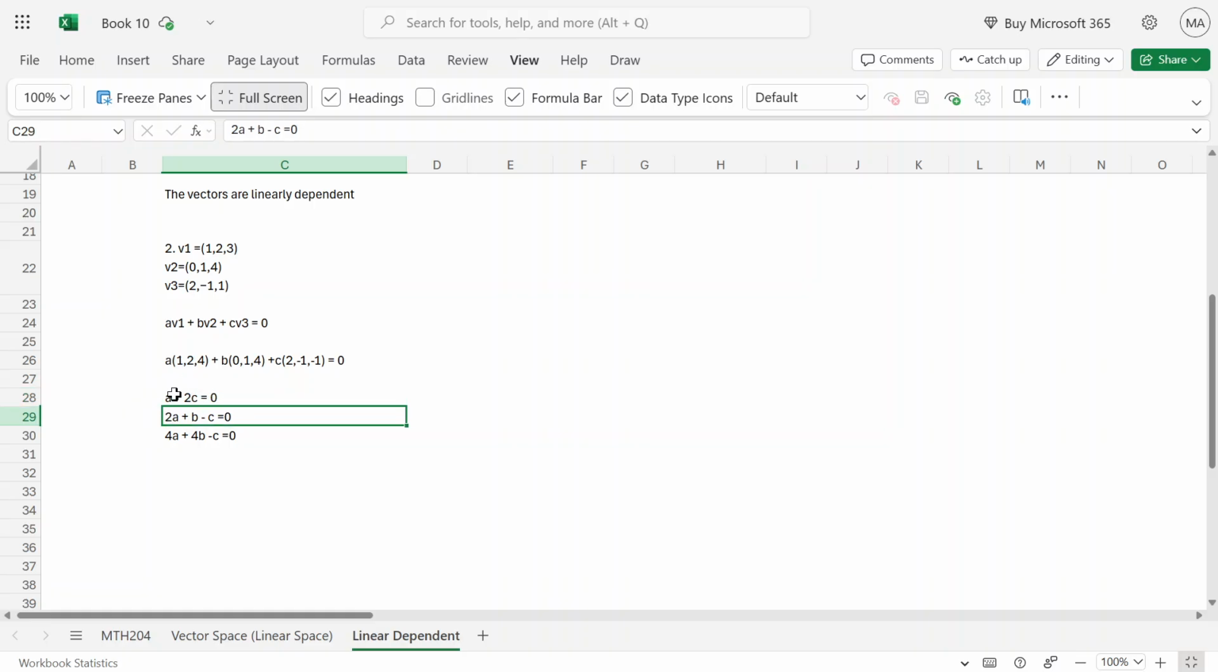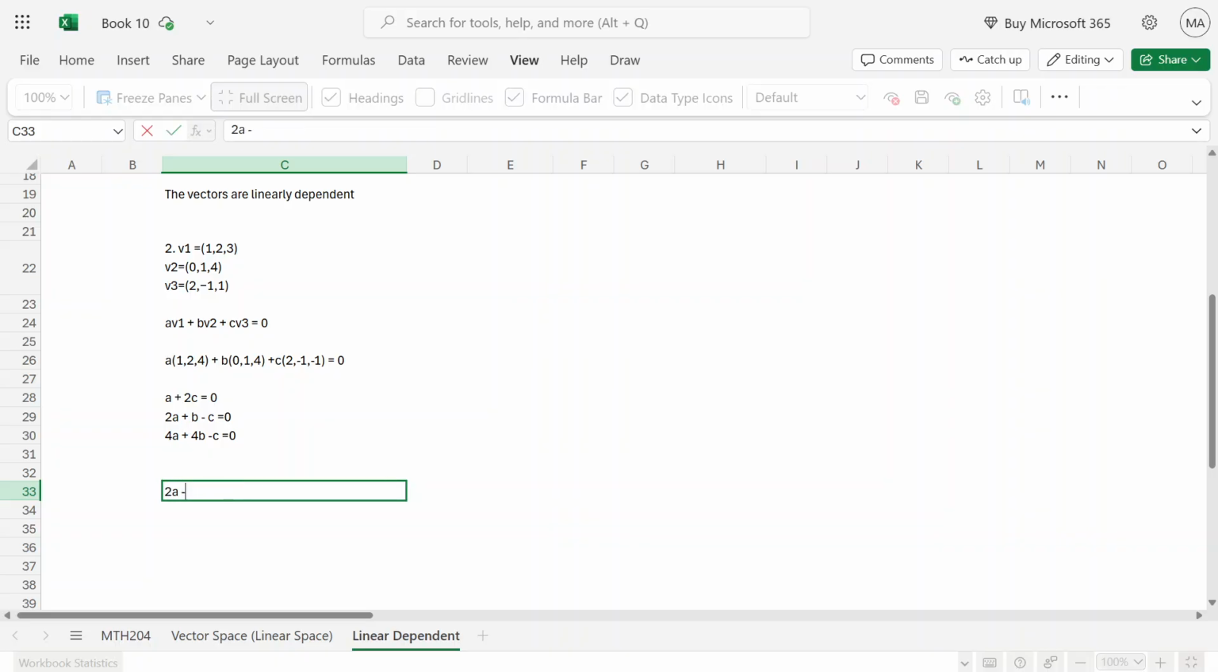So 2b will now be minus 2a. Or you can just do it from the top. So 2a here minus 2a here. 2 times this equation will give us something like 2a plus 0b plus 4c. So that's what we get. So now 2a minus 2a.